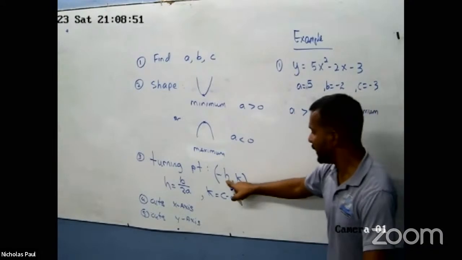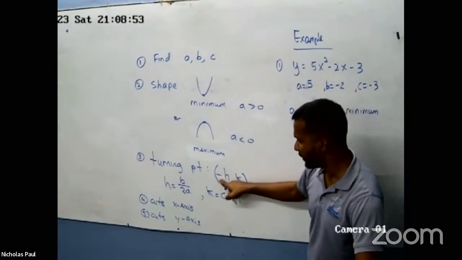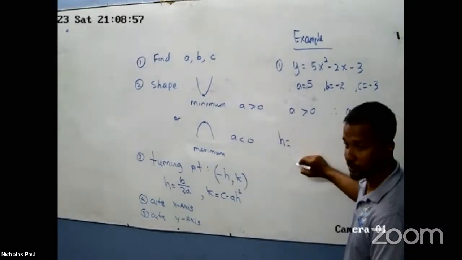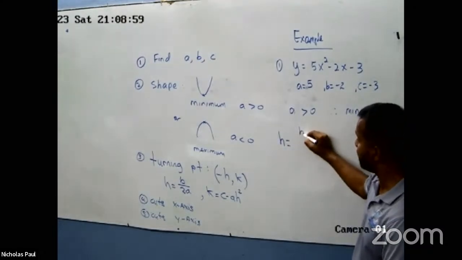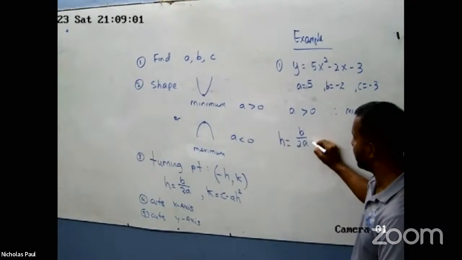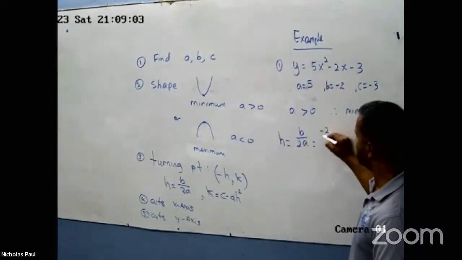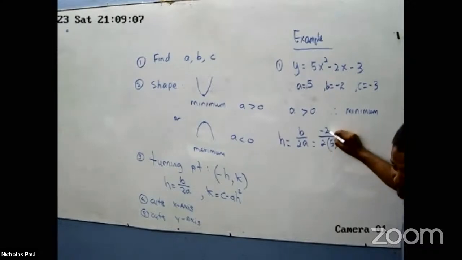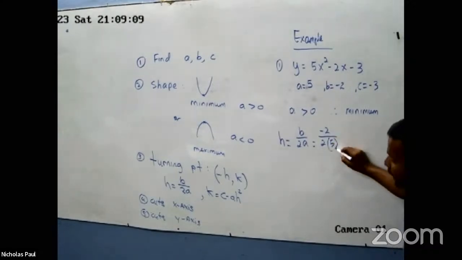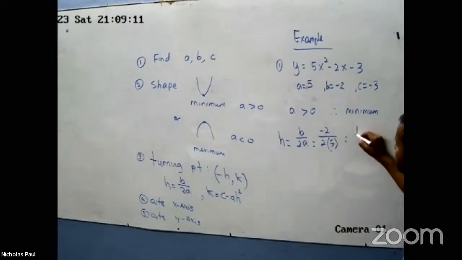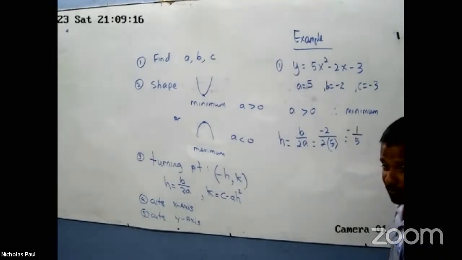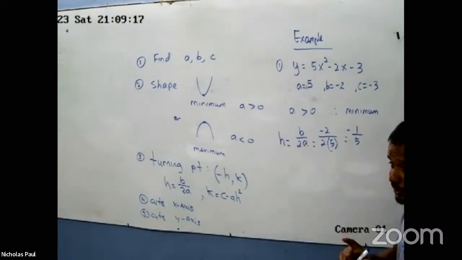How to get H and K, but don't forget to put the minus sign after we get H. So our next step is to find H. So watch this here. H is B over 2A. B is minus 2. A is 5. So minus 2 over 10. 2 will cancel, so you'll get minus 1/5. Everybody okay with that?